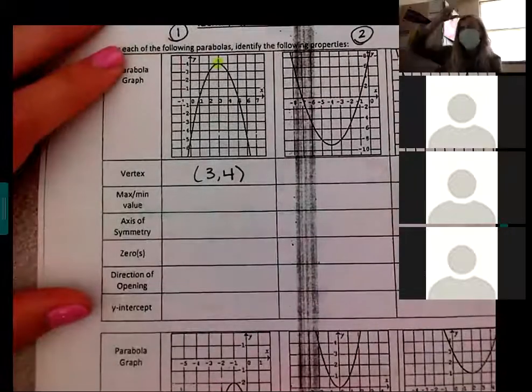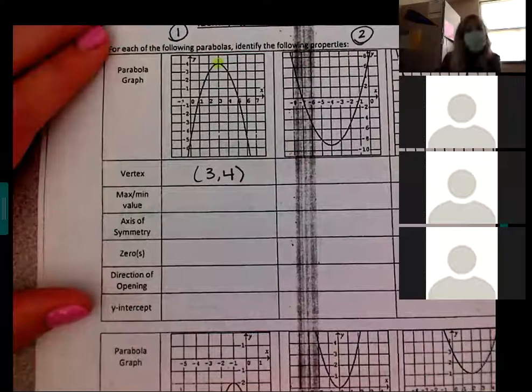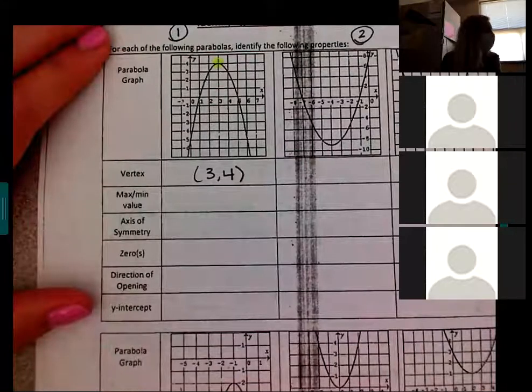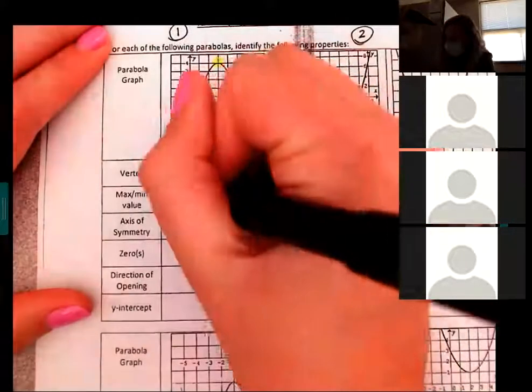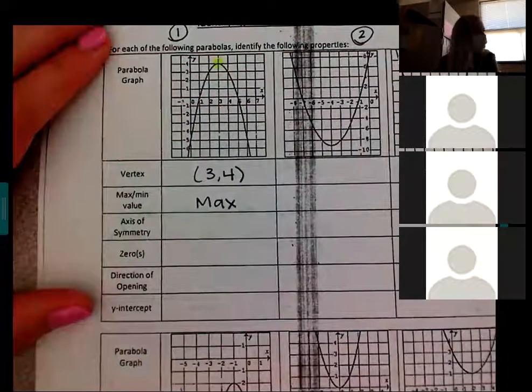Is everybody good with the first part? Okay, second question. Is it a maximum or a minimum? It is a maximum. Can somebody tell me why? It's at the top. Skylar looked excited. It ain't that bad, is it? I told you if you pay attention and know what the words mean, it's easy.